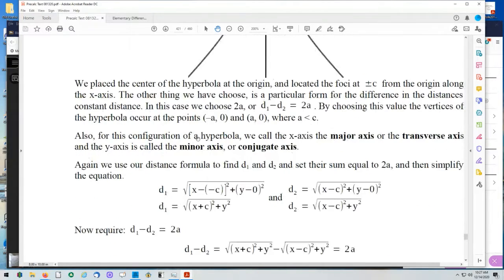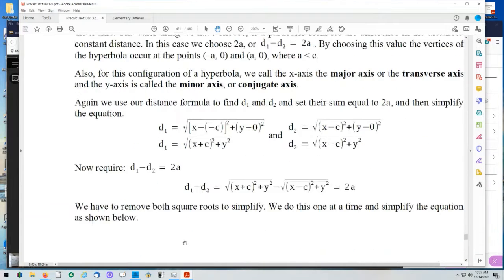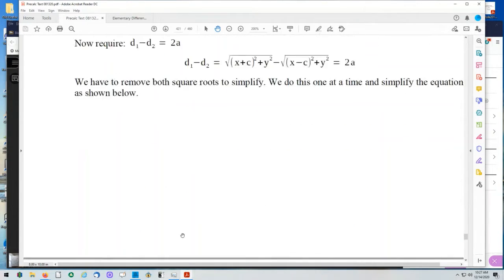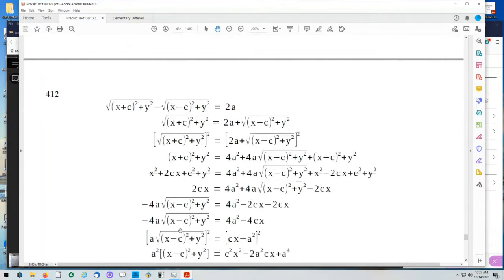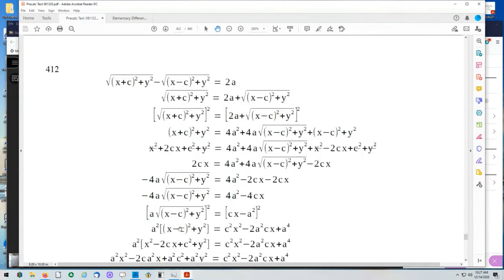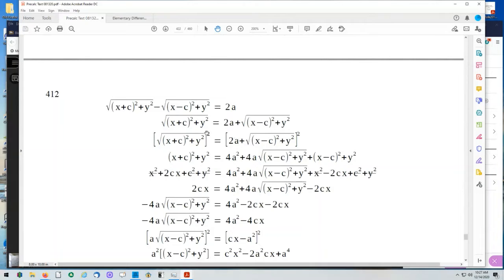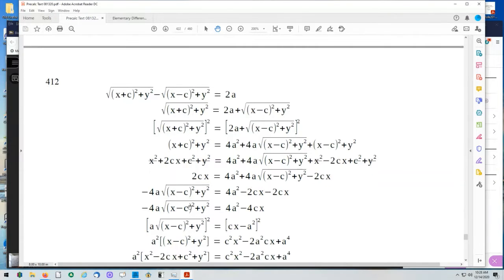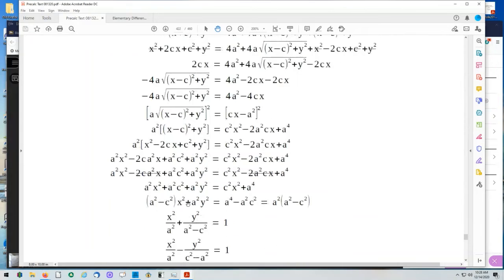Now we'll do the following. We'll take D1 minus D2 and go through the same algebra that we did for the ellipse, slowly but surely getting rid of one square root at a time. Cancel things out, solve for the other square root, get rid of that square root. When all is said and done, we have the following.